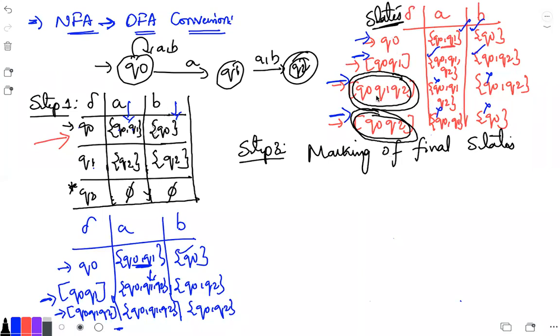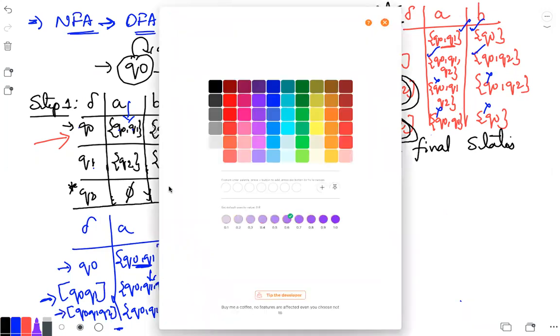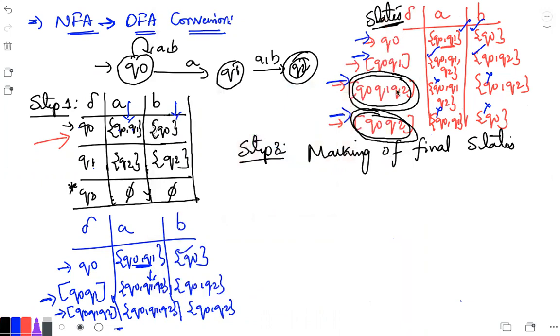So now out of the 4 states, {Q0, Q1, Q2} is one final state. {Q0, Q2} is also another final state. Now, you need to construct the transition diagram based on this table.